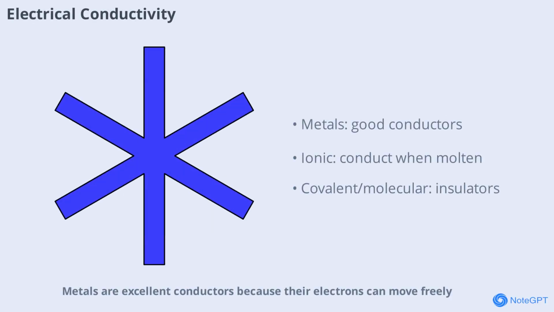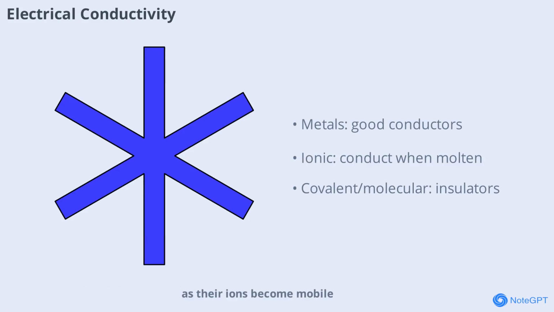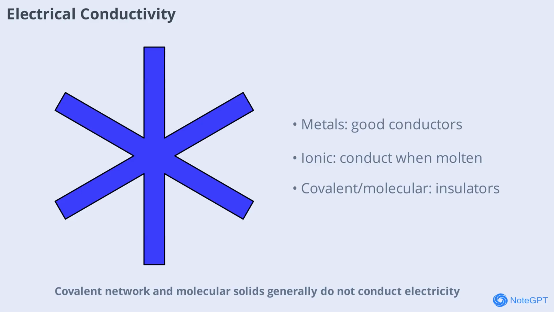Not all solids conduct electricity. Metals are excellent conductors because their electrons can move freely. In contrast, ionic solids only conduct electricity when melted or dissolved in water, as their ions become mobile. Covalent network and molecular solids generally do not conduct electricity. This difference is crucial in designing electronic devices and understanding how materials behave in different environments.